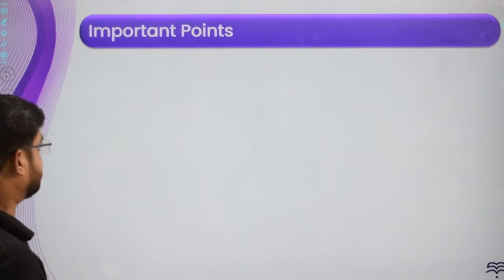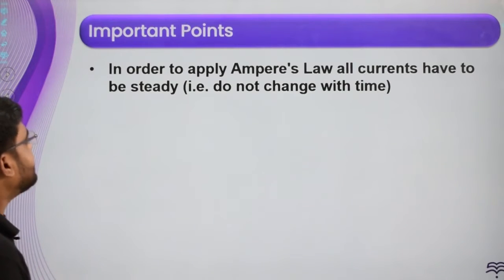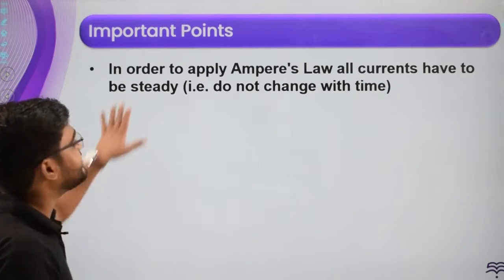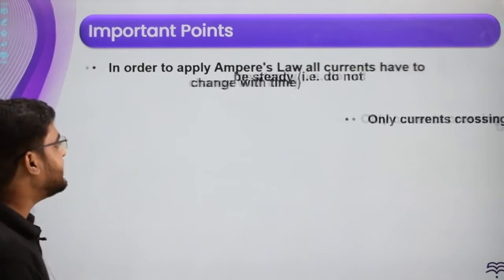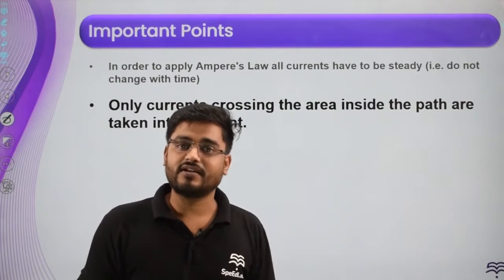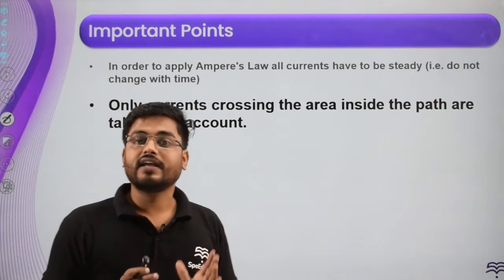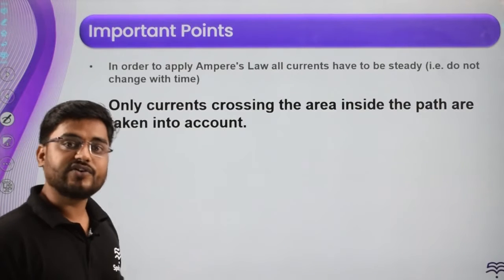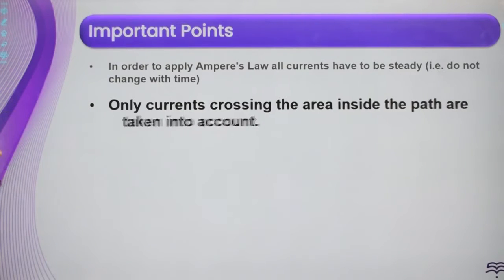There are some important points regarding Ampere's law. First, in order to apply Ampere's law, all the currents have to be steady. If currents are continuously changing, then it cannot be applied. Second, only currents crossing the area inside the Amperian loop need to be taken into account. Currents passing outside the Amperian loop are not taken into account.